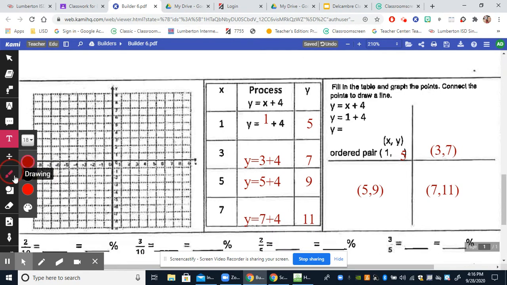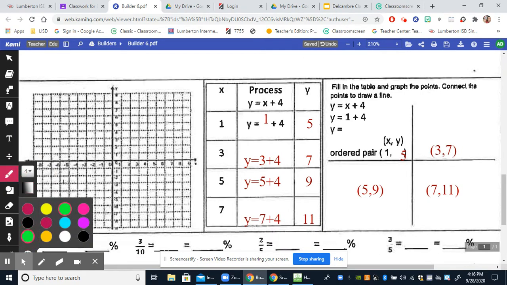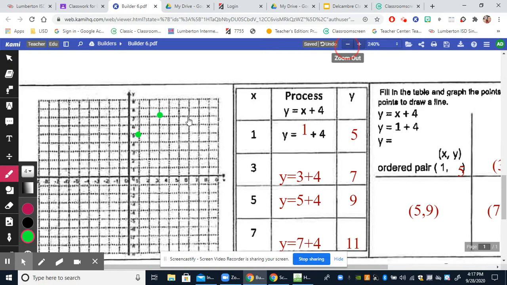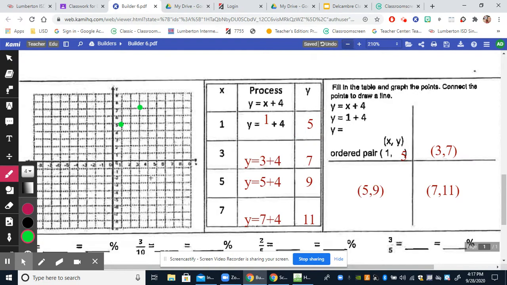So I'm going to get my drawing tool out, got my green, and I go over 1 and up 5 and place a dot. If you make your thickness bigger, your dot shows up better. Over 3, up 7. I also zoomed this in so I can see it better, by maximizing the zoom at the top. All right, over 5 and up 9.